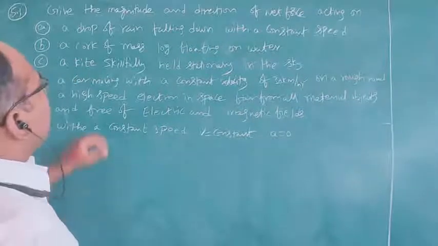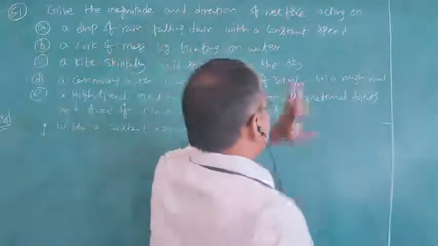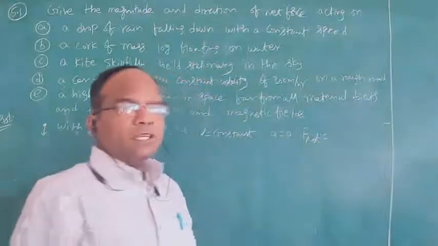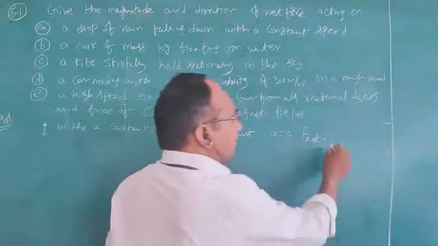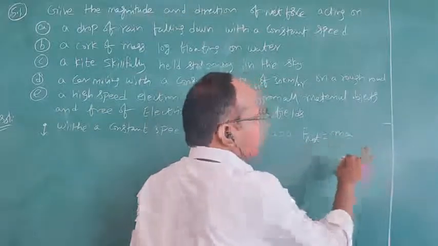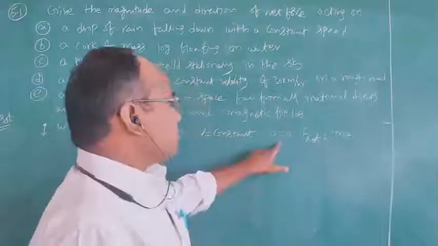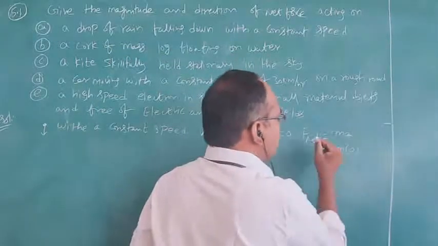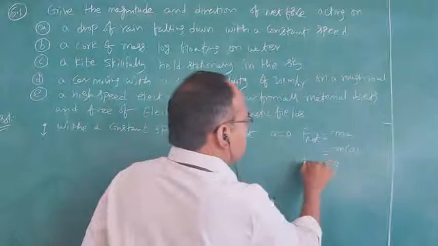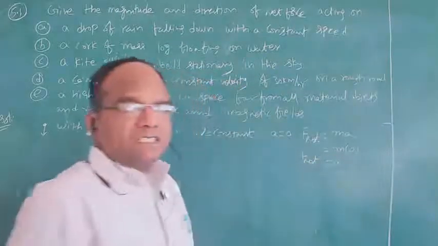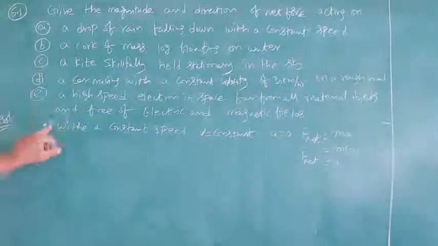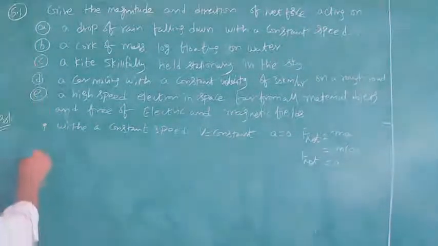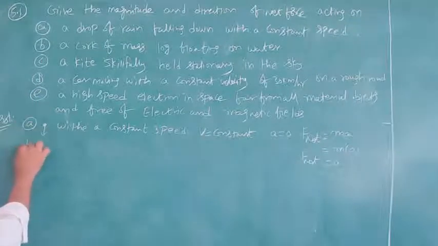So what is the net force? Magnitude and direction of net force. What is the formula for net force? According to Newton's second law, F is equal to m into a. Acceleration is 0, so mass into 0 is 0. So net force is 0. For the first question, the first answer is net force is 0. In the similar way, this is the first question, and now the second question.